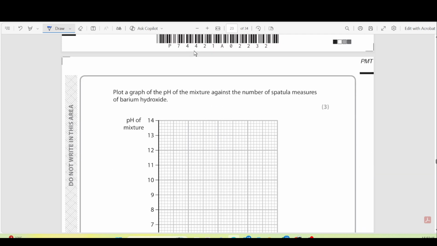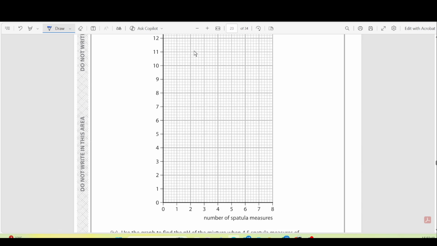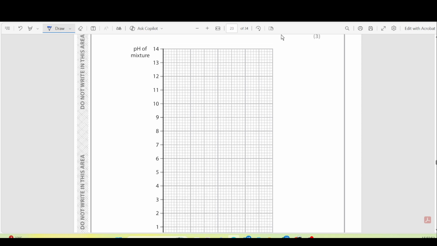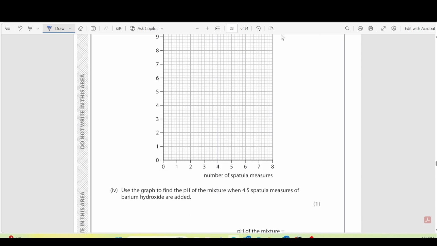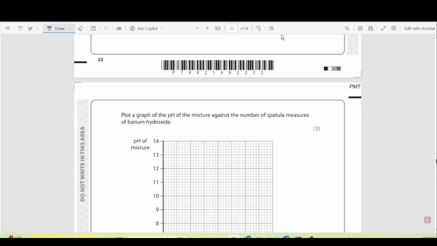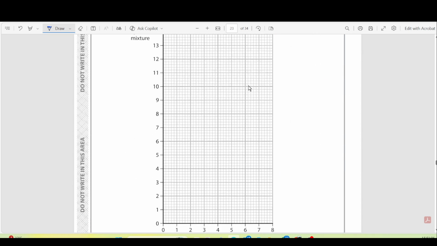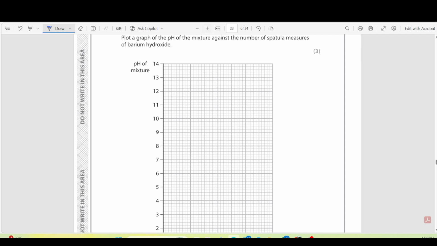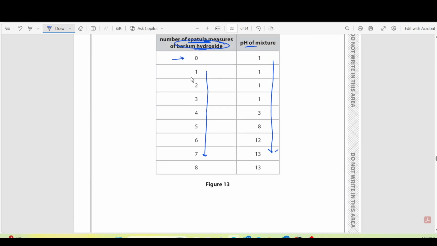So what is the question here? First we have to plot the graph. So let's plot it. Here we have the number of spatulas, and on the y-axis we have the pH of the mixture. For 0, 1, 2, 3 spatulas, the pH is 1, 1, 1. You can see from 0 to 3, it's 1, 1, 1. So that's what I did.